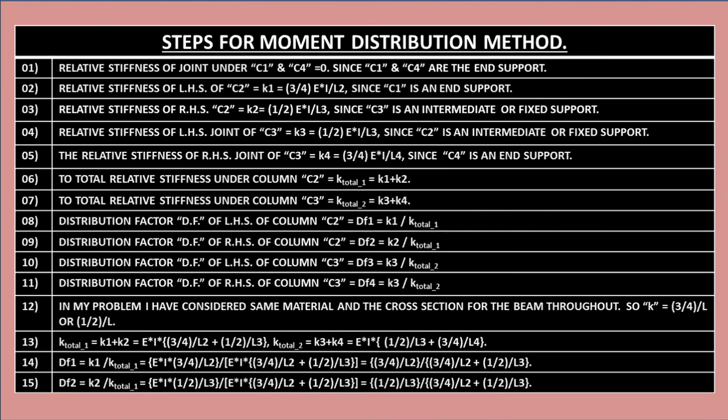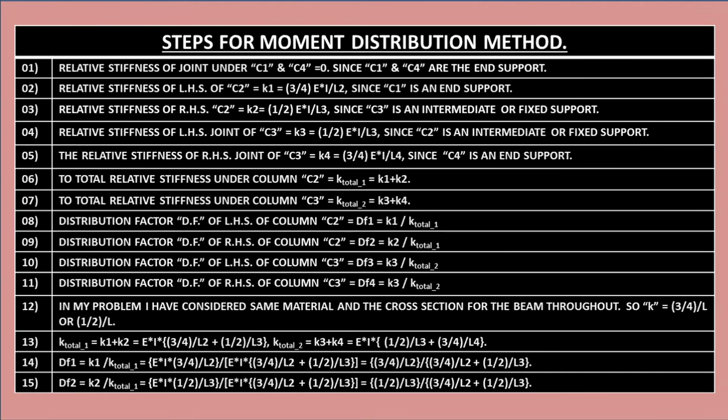Relative stiffness of joint C3 is K3 = half EI by L3. Since C2 is an intermediate or fixed support, the relative stiffness of the right-hand side of joint C3 is K4 = 3/4 EI by L4, since C4 is an end support. Total relative stiffness under column C2 is K total 1 = K1 + K2. Total relative stiffness under C3 is K total 2 = K3 + K4.